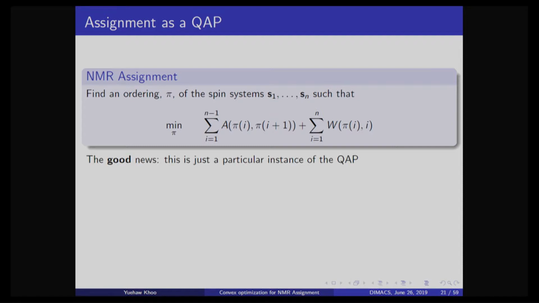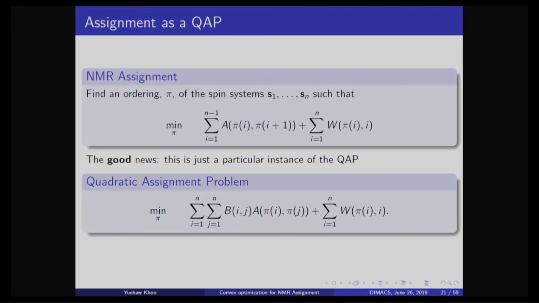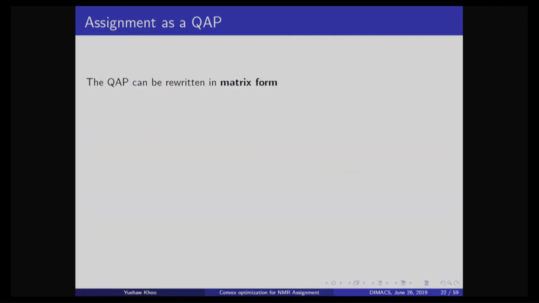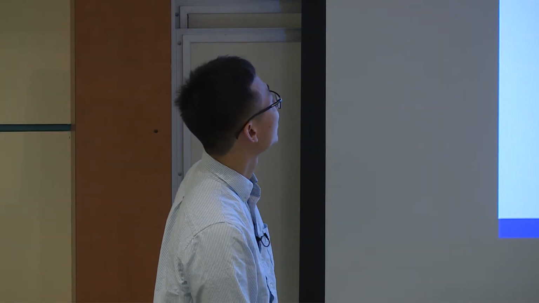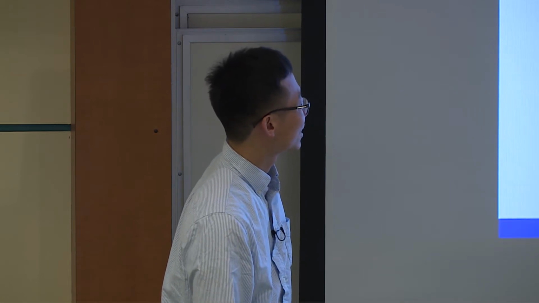Well, I should say the good news is this is just a particular instance of the QAP. But the bad news is QAP is actually hard to solve. If we write it in terms of the QAP form, this B is actually the path graph because we only have cost for two adjacent spin systems. So Bij is a very sparse graph. It's actually a path graph. So in some sense, this is like a longest path problem in QAP.